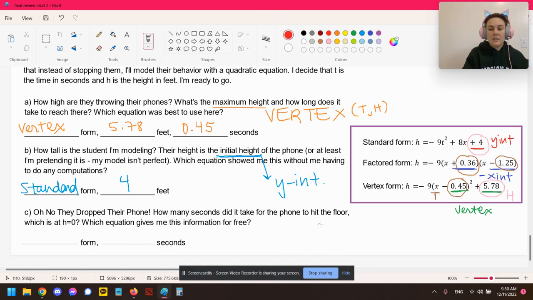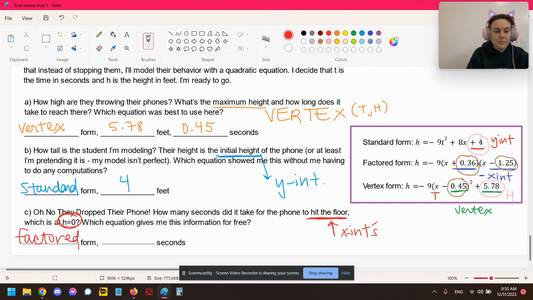How many seconds did it take for the phone to hit the floor, which is at h equals 0? If you're hitting the floor, this is basically the x-axis. So these are the x-intercepts, right? So factored form gives me this information for free. And I think factored form has told me that this is either negative 0.36 or positive 1.25. If I'm looking for seconds, I'm going to go with positive 1.25.